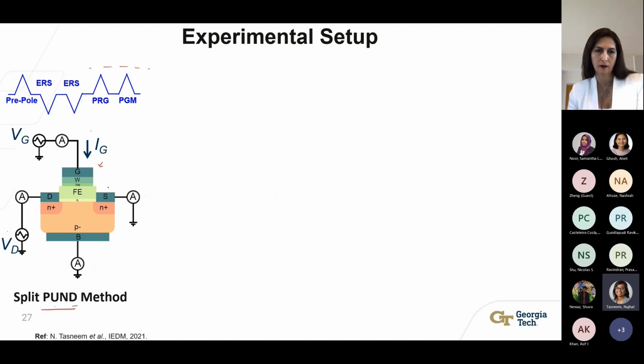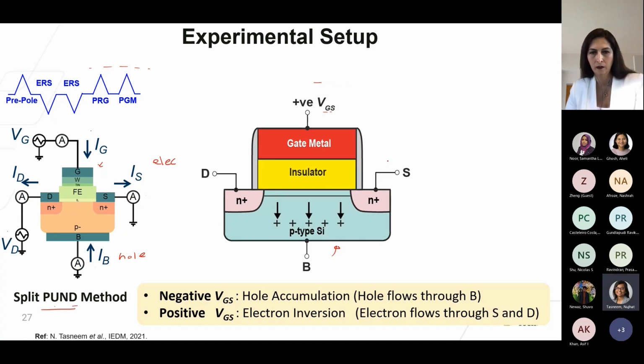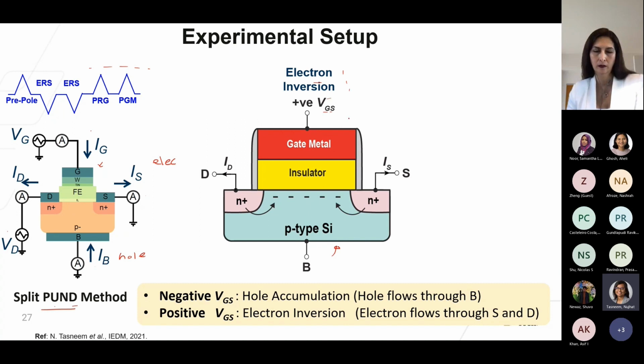We did this experiment on an N-type FFET. The current flowing through the P-type body terminal should represent the majority carriers, or the hole current. On the other hand, the current flowing through the N-type source and drain should represent the minority carrier flow, or the electron current. Now, in the case of an N-type device, when we apply a negative gate voltage, the device should go into hole accumulation, and there should be hole currents flowing through the body terminal. And when we apply a positive gate voltage, the device eventually goes into electron inversion, and in this case, we should see electrons flowing through the source and drain.